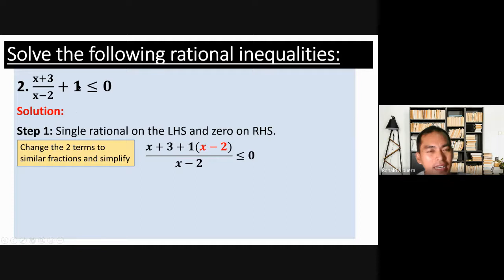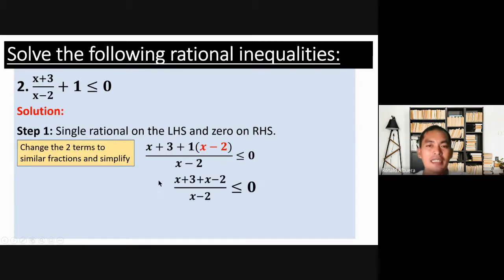So 1 has a denominator of 1. The LCD of 1 and x minus 2 is x minus 2. We divide it by the first denominator, 1, times the numerator. That is why we have here x plus 3. When there is no denominator, multiply immediately to the whole part. So 1 times x minus 2. Only on the left-hand side, do not multiply all throughout. That would eliminate the denominator, but when you change to similar fractions, the common denominator is still there.